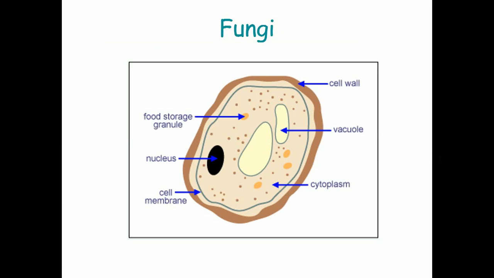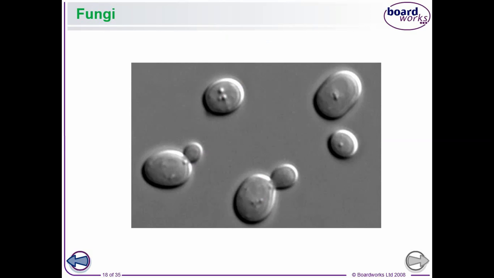This is the yeast cell, a type of fungi. The yeast is also unicellular, or a single-celled organism, but not all the fungi are unicellular, only some of them, like the yeast. It has a cell wall, a cell membrane, a vacuole, cytoplasm, and nucleus. Its structure is very similar to the plant cell, except that they don't have chloroplasts because they don't need to make their own food.